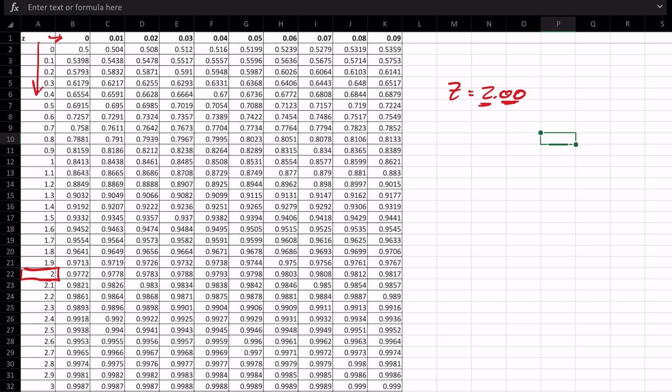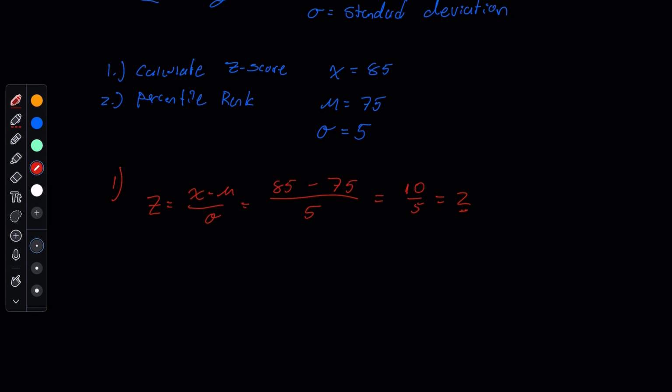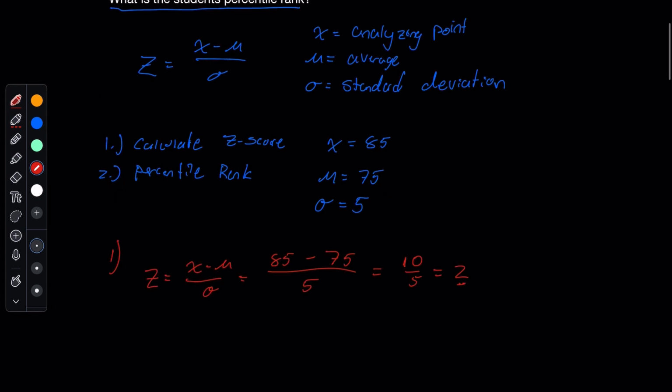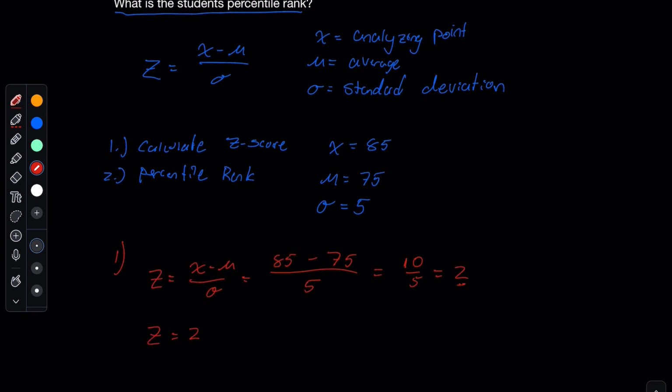You can see 0.00 is in our first column here, and if we head down to where these two meet up, we get a percentile rank of 97.72%. I'll include this spreadsheet in the description so you can reference it with me. So that means if we head back to our problem here, we determined that a z-score of 2 gave us a 97.72% percentile rank, which means that the student is better than 97% of the class.